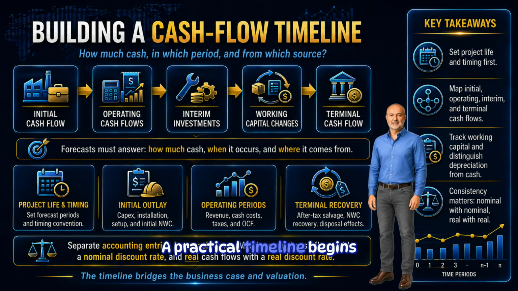A practical timeline begins by setting the project life and timing convention. We need to know the forecast periods and when cash flows are assumed to occur. Next, we estimate the initial cash flow. This includes capital spending, installation, setup, and initial net working capital. Then we estimate operating cash flow for each period. This requires revenues, cash operating costs, depreciation, taxable income, taxes, and operating cash flow.